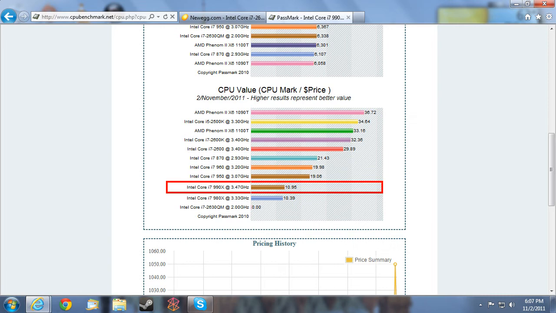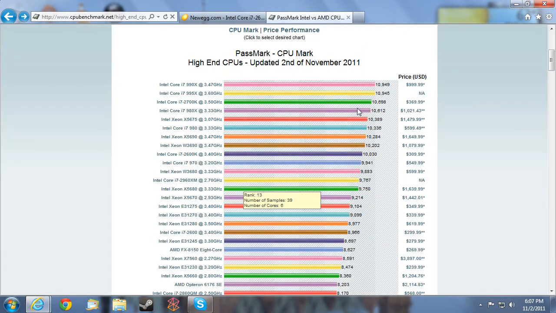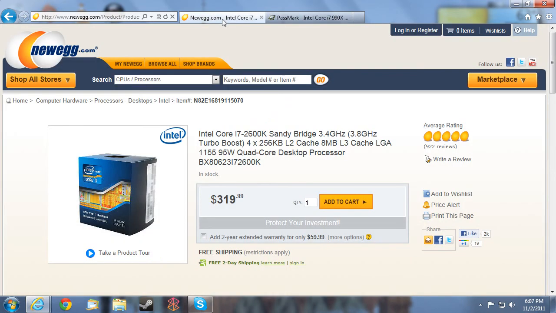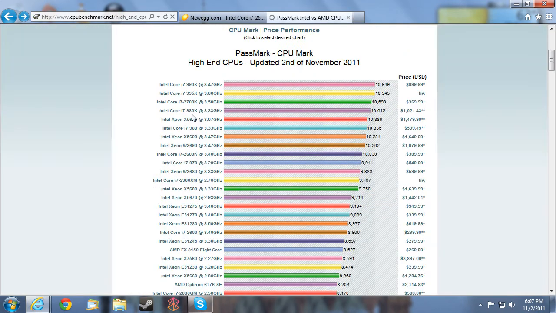The only reason why you're going to go with this route is if you absolutely need that extra 900 mark performance, then yeah, go for it. But not really the best way to spend your dollars. You're going to want to stay up in the upper range here. The i5-2500K, you can't really go wrong with that. It's still a high-end CPU way up here.